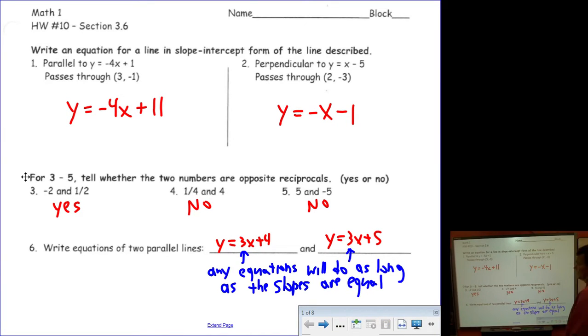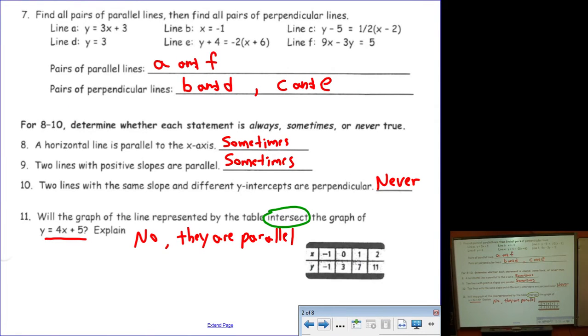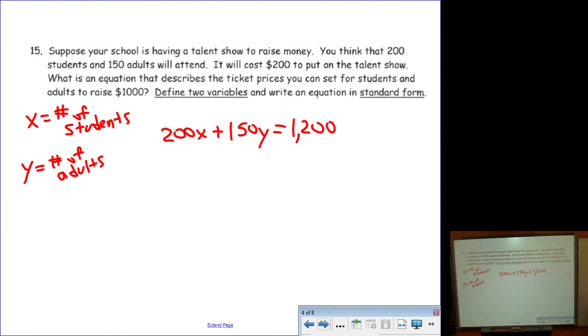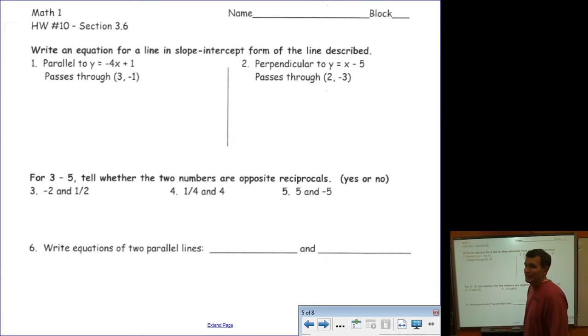All right, here are the answers to homework number 10. Let me go over them.